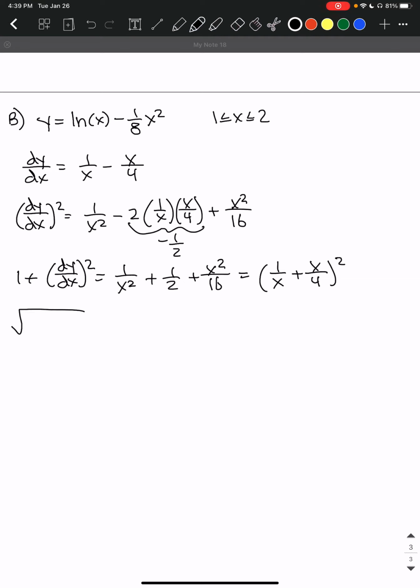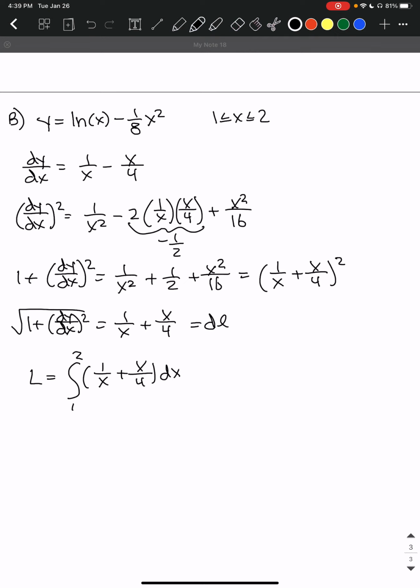So when I take the square root of that, I'm simply left with 1 over x plus x over 4. And that again is our little length element dl. So what we're going to do is integrate that from 1 to 2, 1 over x plus x over 4 dx. Again, we're going to have that weird thing where we pop out natural log of x plus 1 over 8x squared. And then you plug in 2 and 1, which I won't do, and get your answer.